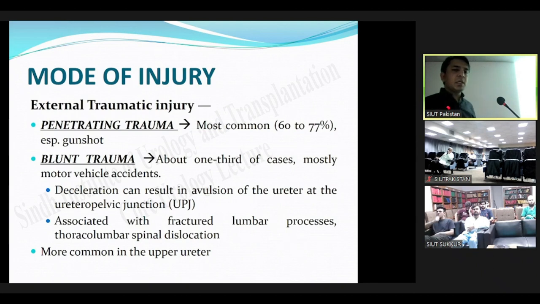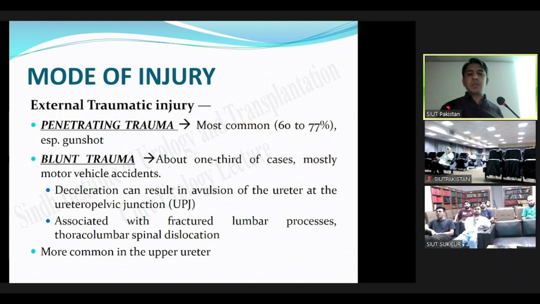The mode of injury is of two types: external traumatic injury and iatrogenic injury. External trauma may be penetrating or blunt. Penetrating trauma is the most common, accounting for 60 to 77%, especially gunshot injury. Blunt trauma accounts for about one third of cases, mostly motor vehicle accidents, and deceleration can result in avulsion of the ureter at the ureteropelvic junction.